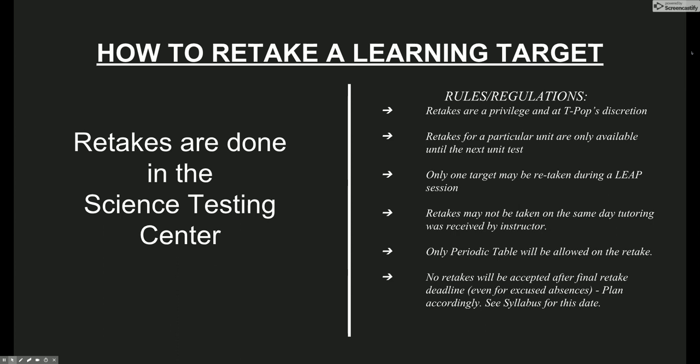Retakes for a particular unit are only available until the next unit test. This is really important. You don't get to retake for the entire semester. You really need to be prepared for the following test. So you have until the next test to finish these retakes. And that continues on down the line. So once we take the Unit 1 test, the Unit 0 targets are no longer available for retaking. Once we take the Unit 2 test, then you can't take the Unit 1 test targets anymore.